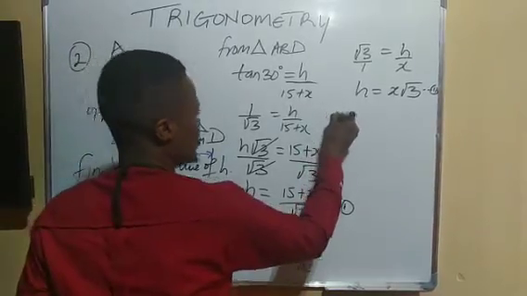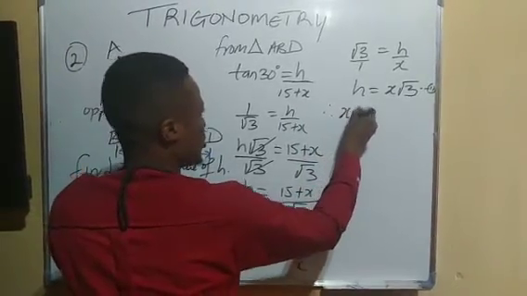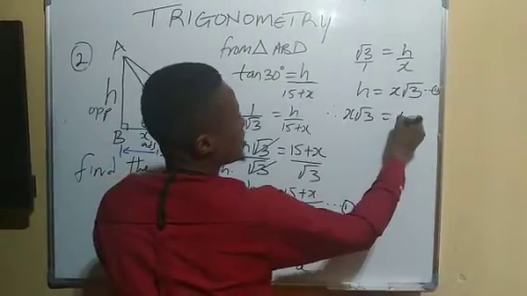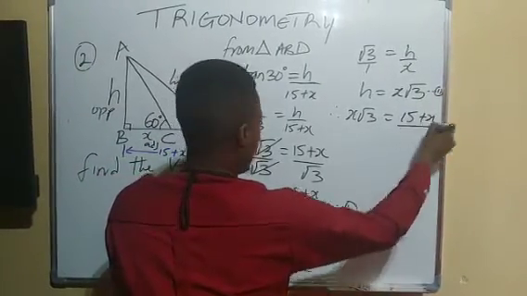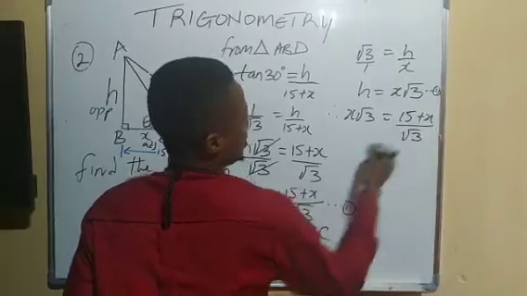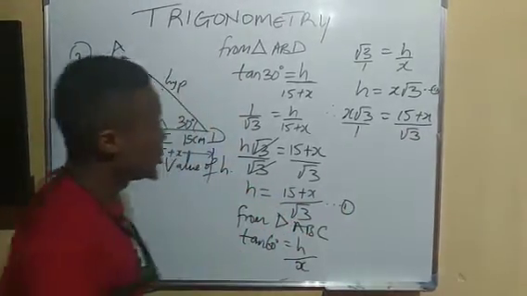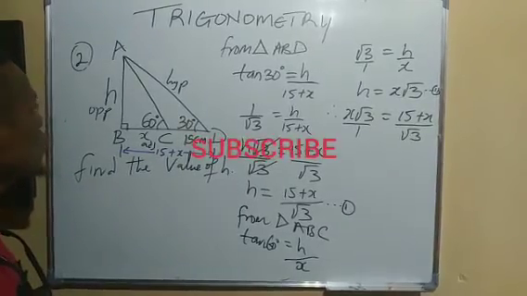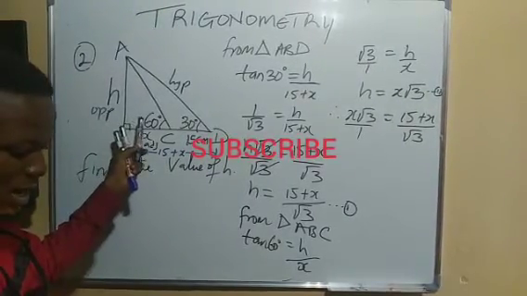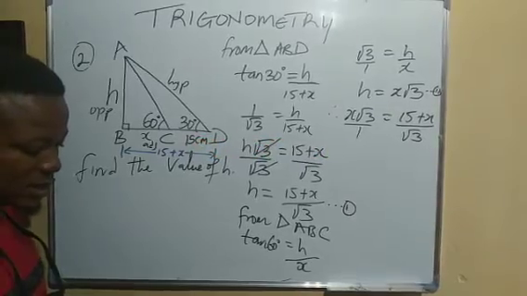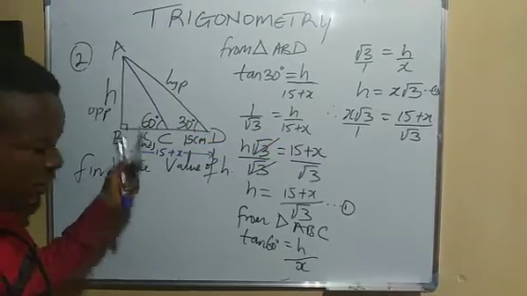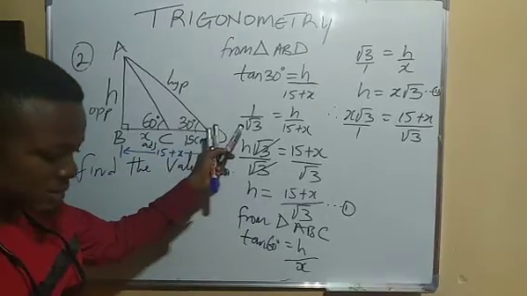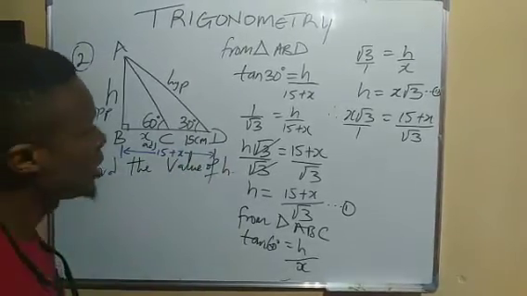So therefore, I can write that x sub 3, which is now the value of this h, equals 15 plus x over sub 3. Okay? This can be over 1. Then I've got to cross multiply. Oh, this is tan 60, right? The value of tan 60 is sub 3, okay, which I've done. But the value of tan 30 degrees is 1 over sub 3. Okay, so we are in order.